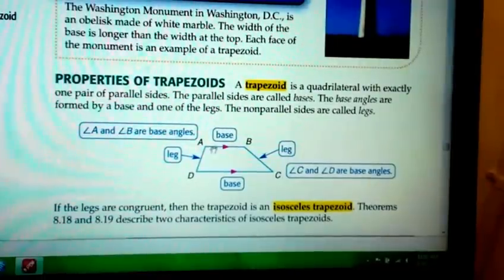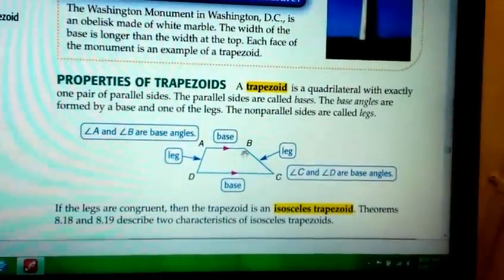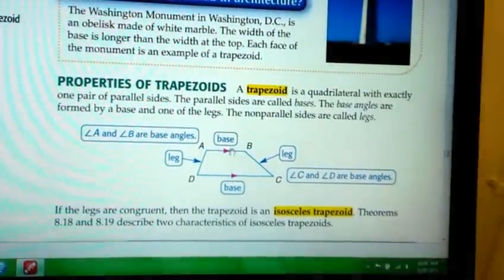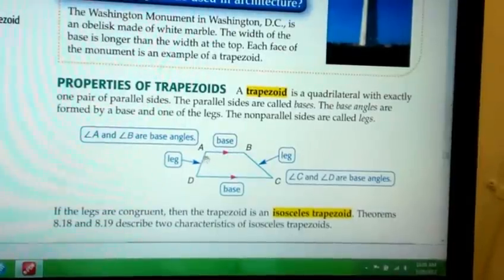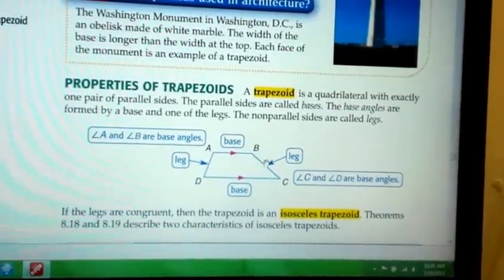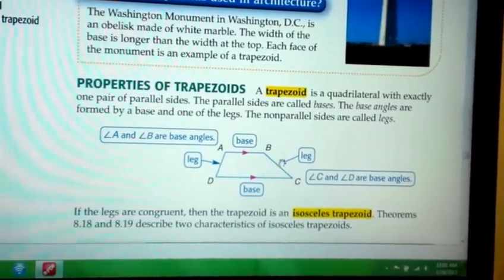So if you look at this trapezoid for a moment, there is the top base, there's the bottom base, they're parallel. The left leg and the right leg are not parallel. That's why they're called legs.